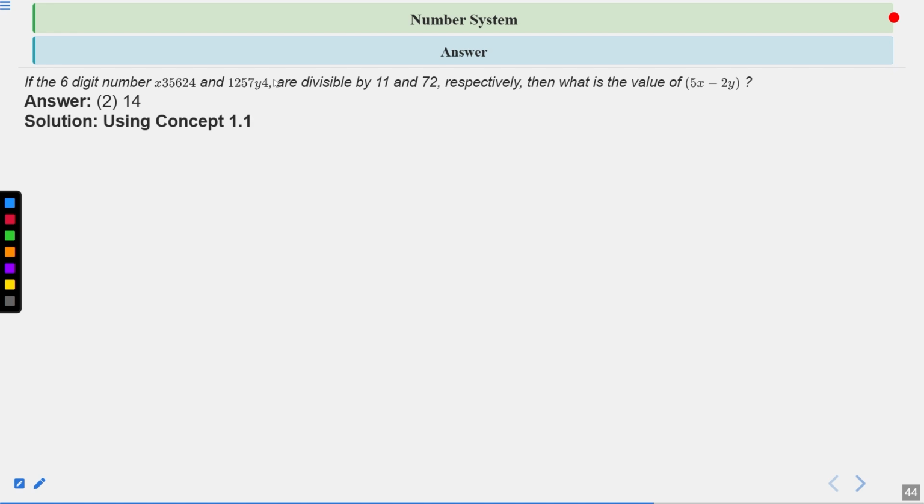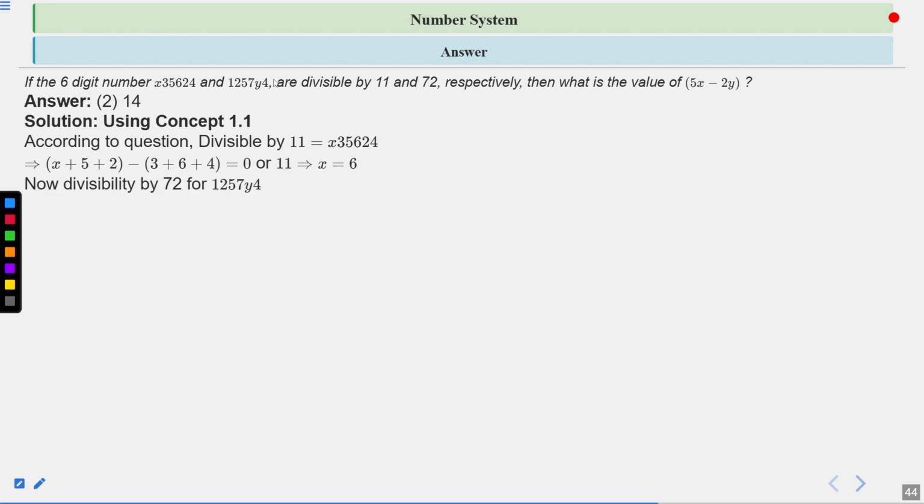Now see the detailed solution using concept 1.1. According to the question, for divisibility by 11, take x35624. We can write (x plus 5 plus 2) minus (3 plus 6 plus 4), which equals 0 or a multiple of 11. So x should be equal to 6. Then we can get 0.